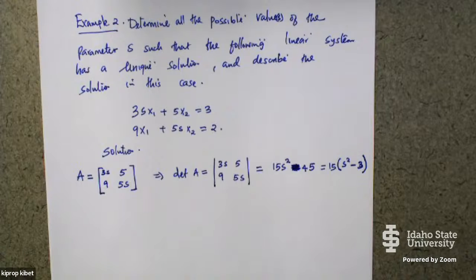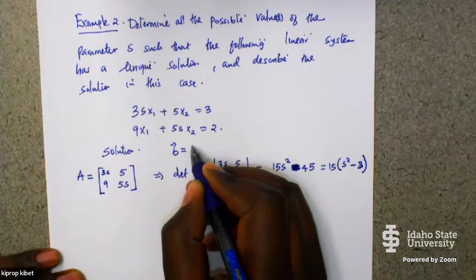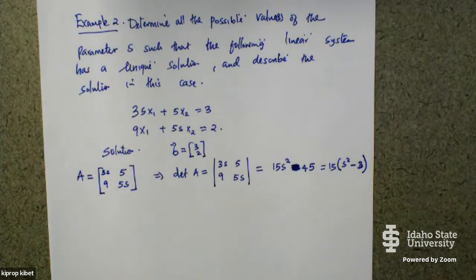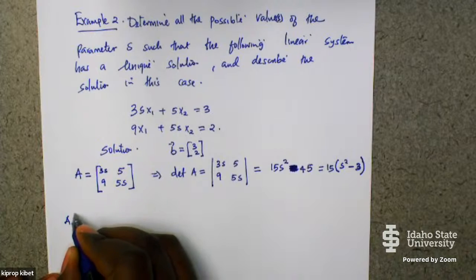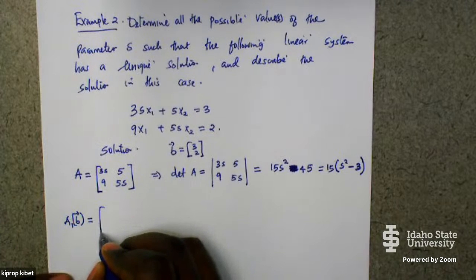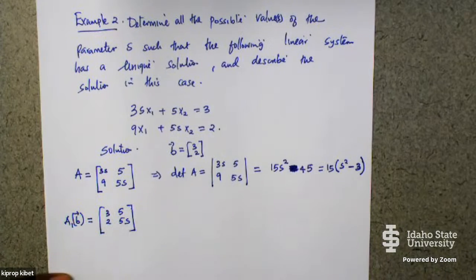Now, our B is equal to 3 and 2, so B is (3, 2). That is all. Now, what is A1(B)? A1(B) is obtained when you replace the first column by B, which gives us 3, 2, and then 5, 5s.